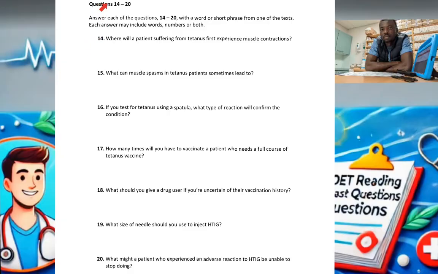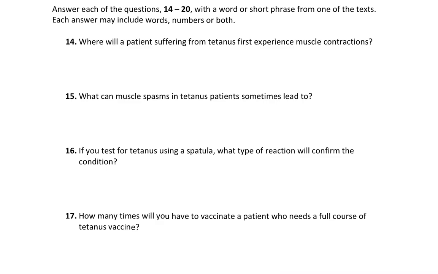All right, so we have questions 14 to 20. Answer each of the questions 14 to 20 with a word or short phrase from one of the texts. Each answer may include words, numbers, or both. Question 14. Where will a patient suffering from tetanus first experience muscle contractions?